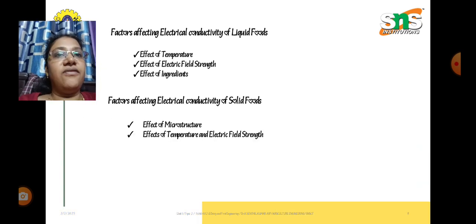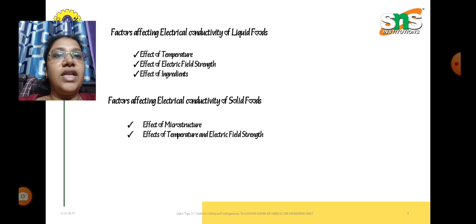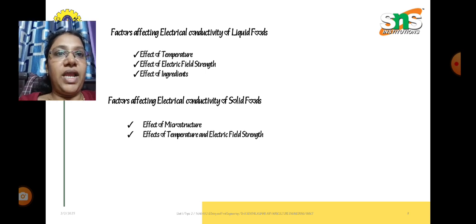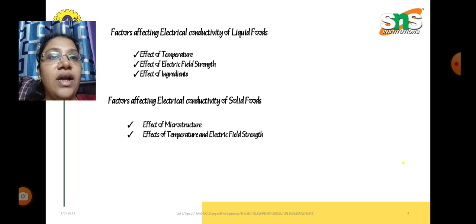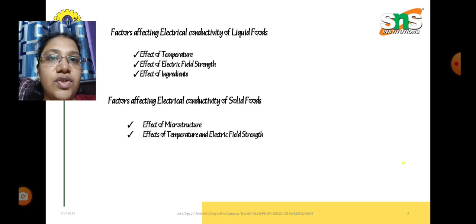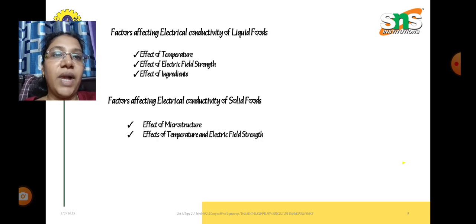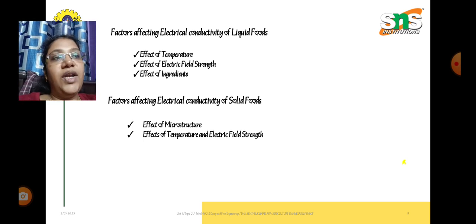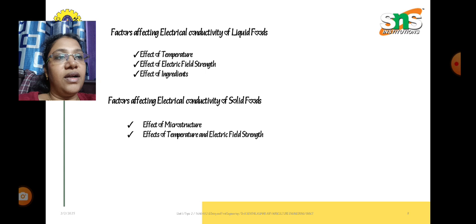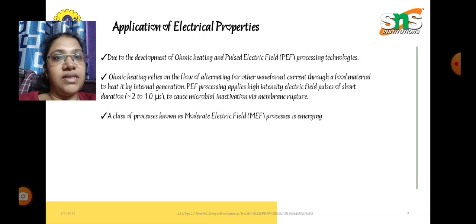Next, factors that affect the electrical conductivity of liquid and solid foods. Liquid foods are mainly determined by the temperature, field strength, and the ingredients present in the food. For solid foods, it is mainly the microstructure, the temperature, and the electric field strength, with which we can relate how much electricity is conducted.